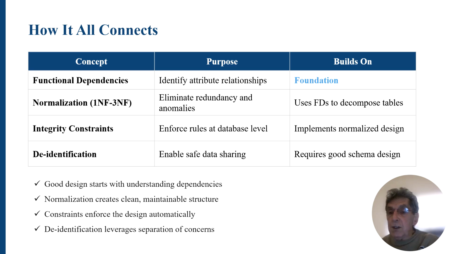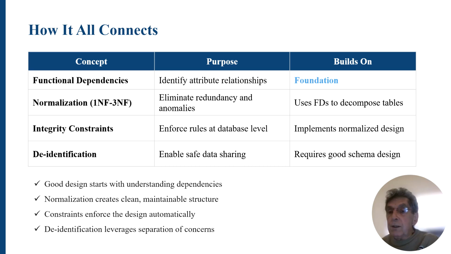Importantly, for de-identification, normalization naturally separates different types of data. Identifiers go in one table and clinical data in another. Integrity constraints enforce our design. Primary keys ensure every record is identifiable. Foreign keys maintain relationships between tables. Domain constraints validate data values. The database itself becomes a guardian of data quality.